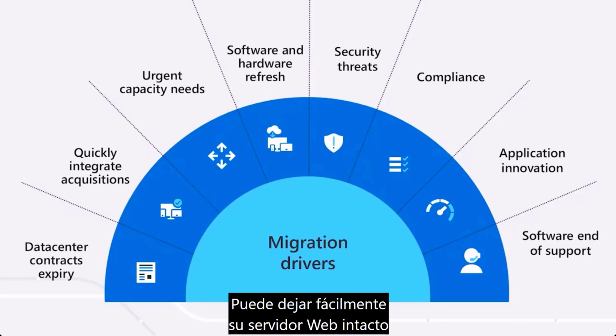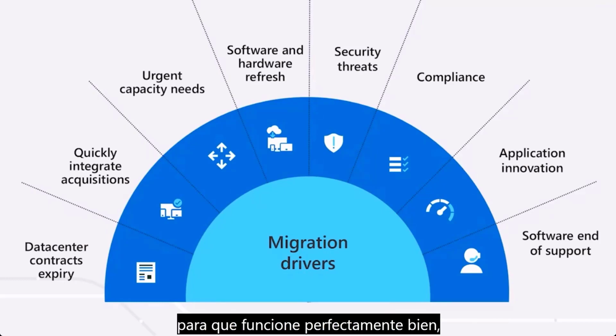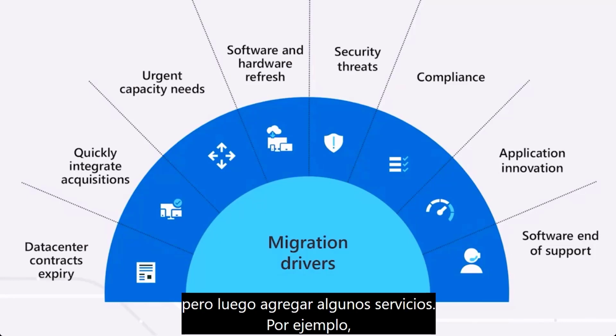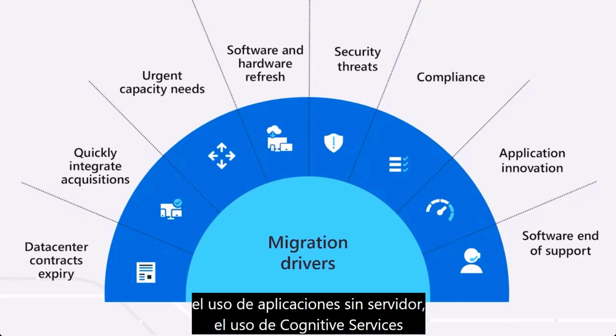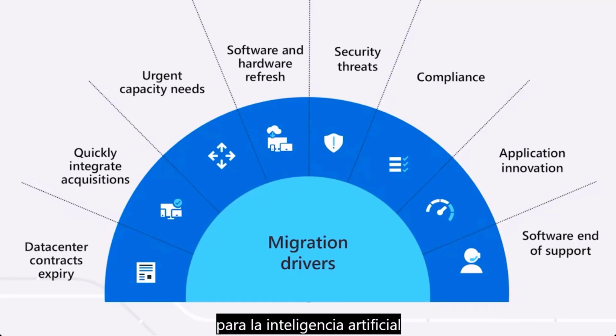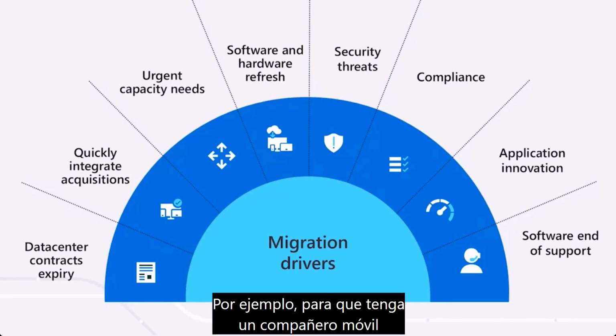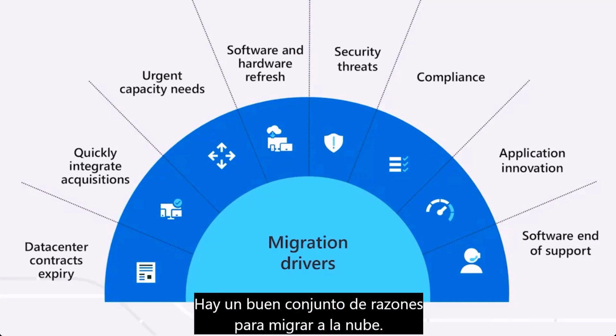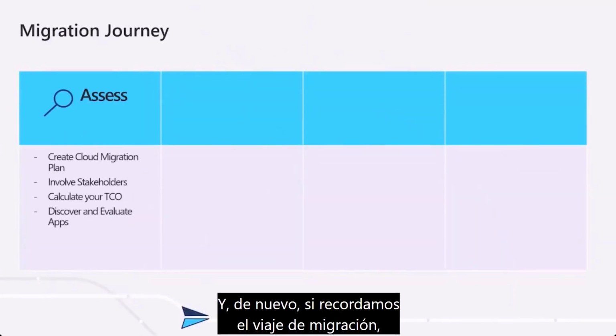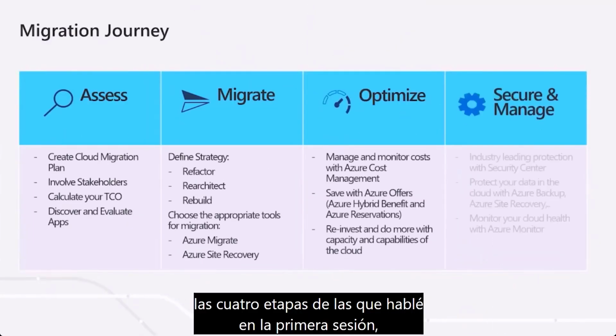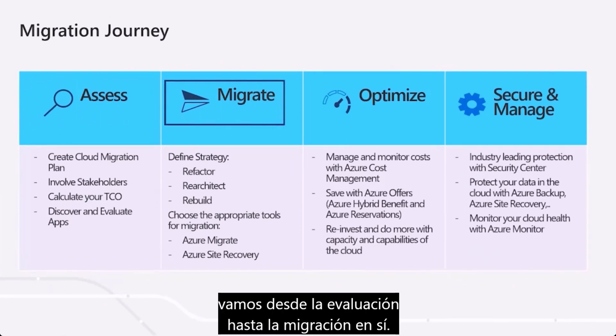You can easily leave your web server untouched so that it runs perfectly fine, but then you add around it some services, for example, using serverless applications, using cognitive services for artificial intelligence, and to add new things into your app. Or maybe you want to have a mobile backend, for example, so that you have a mobile companion for your web application, which again runs completely untouched. So this is really a good set of reasons to move into the cloud. And again, if we remember the migration journey, the 4 stages that I talked about in the first session, we are going now from assessment into the migration itself.